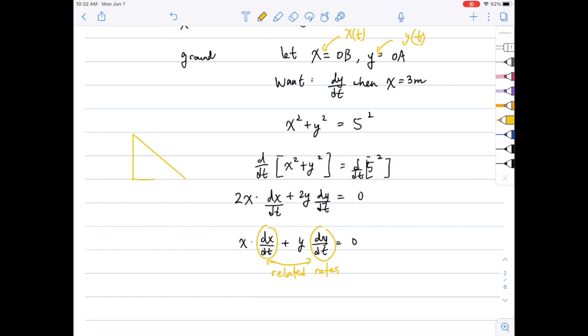So here's the triangle. When x is 3 meters, the ladder's length is always 5 meters. The y value is going to be 4 meters, and that's because this is a special right triangle. It's one of your Pythagorean triples, okay?